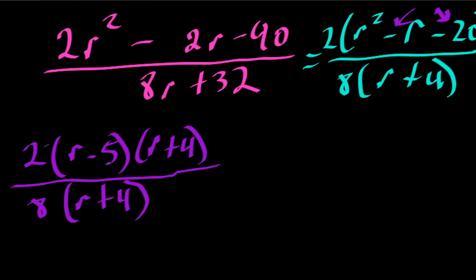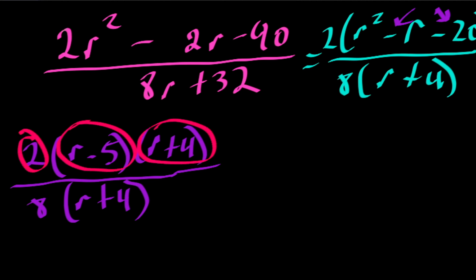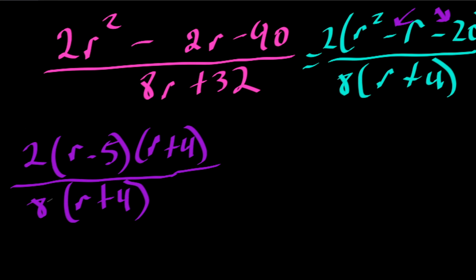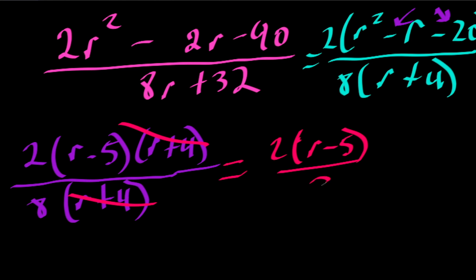Once again, if you notice on the top, 2, this parentheses and this parentheses, they're all being multiplied. And on the bottom, 8 and r plus 4 are being multiplied, which means anything that's the same on the top and the bottom can cancel. So first of all, these r plus 4s can cancel. So I'm left with 2 times r minus 5 over 8.